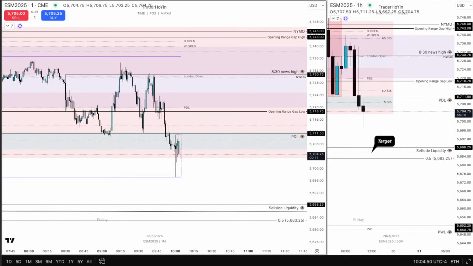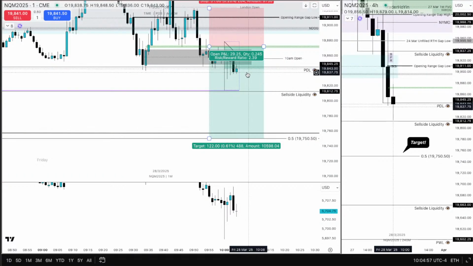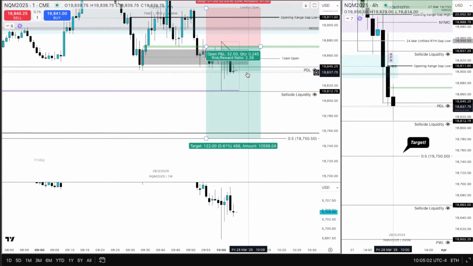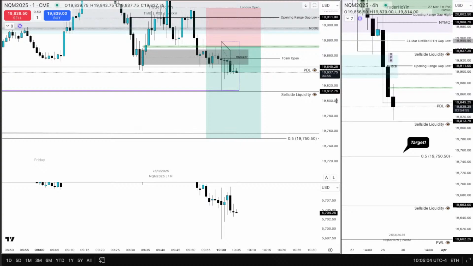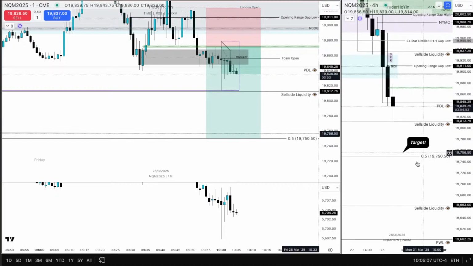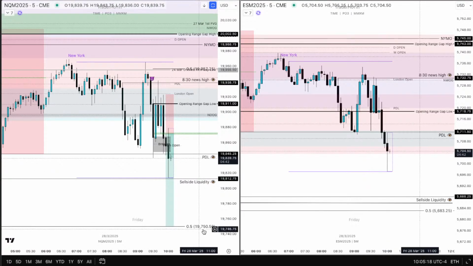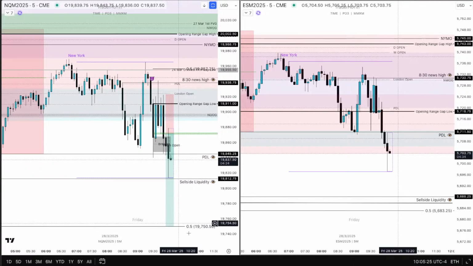A lot of people are looking for reversal here. They will keep buying the dip, and just keep getting stopped out again and again, because the price is not done. I don't think it's done. You got this higher time frame level below this daily wick, a large wick, 19,750.5. This is a daily wick CE.